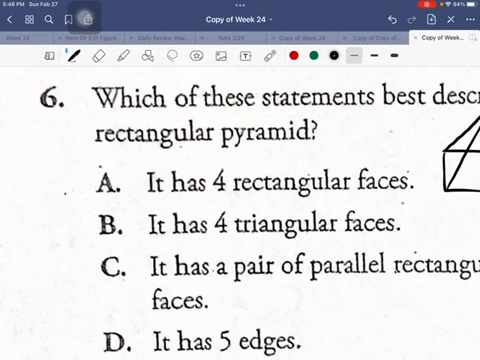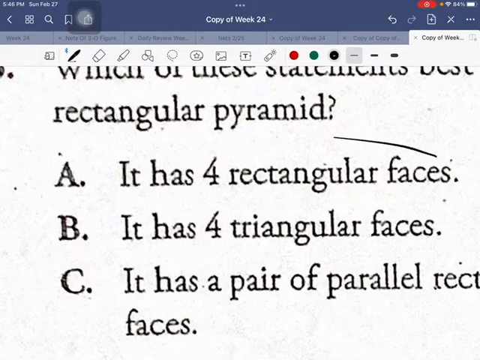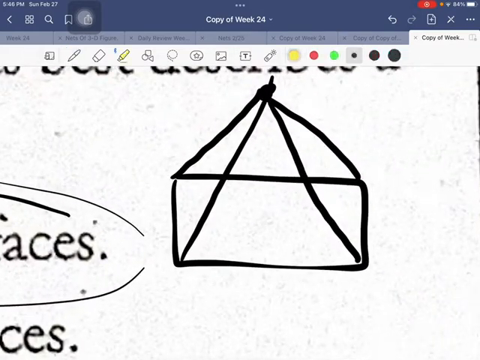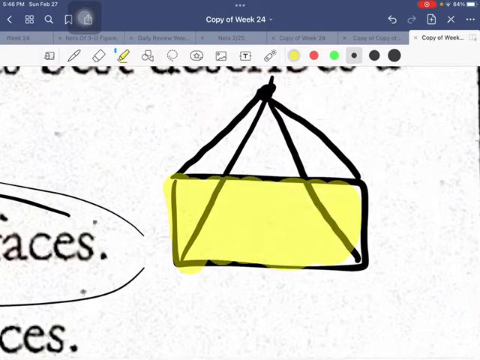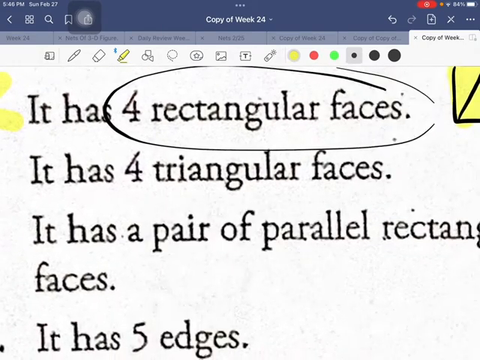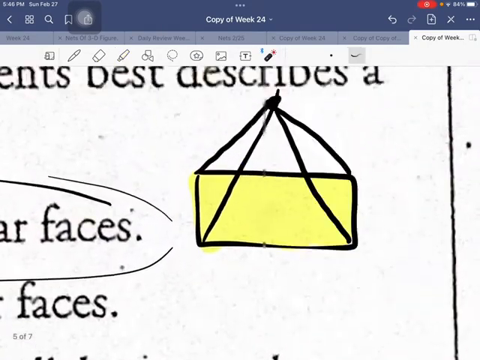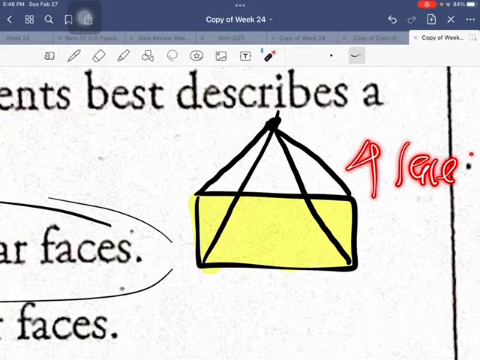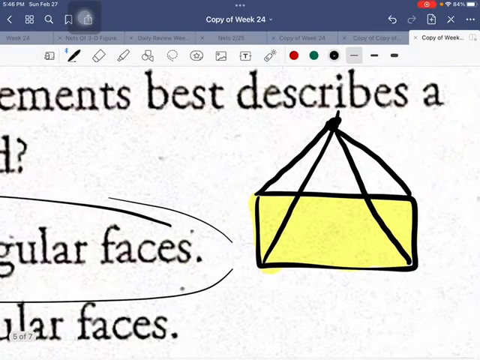Ahora, let's read the first one. It has 4 rectangular faces. Does it have 4 rectangular faces? No, it just has one that is the base, and that's it. So no, this is wrong. Has 4 triangular faces. A ver, we have the back, the front, side, and side. How many is that? 4 faces. Uh-oh. Maybe 4 triangular faces.